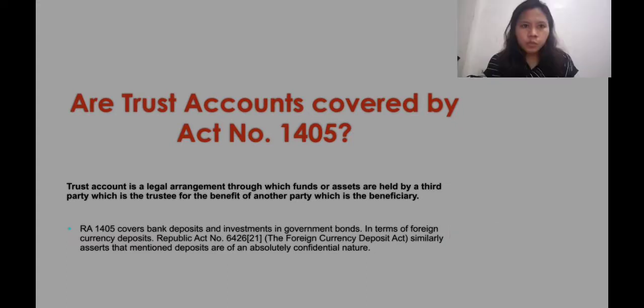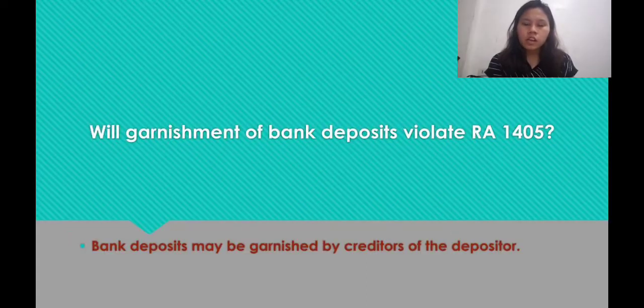So will garnishment of bank deposits violate RA 1405? Bank deposits may be garnished by creditors of the depositor. However, in such case, it will not be deemed a violation of the bank secrecy law. This is because the amount of the deposit is in fact not disclosed. Moreover, a writ of garnishment proceeds from a lawful process and is issued by a competent court.